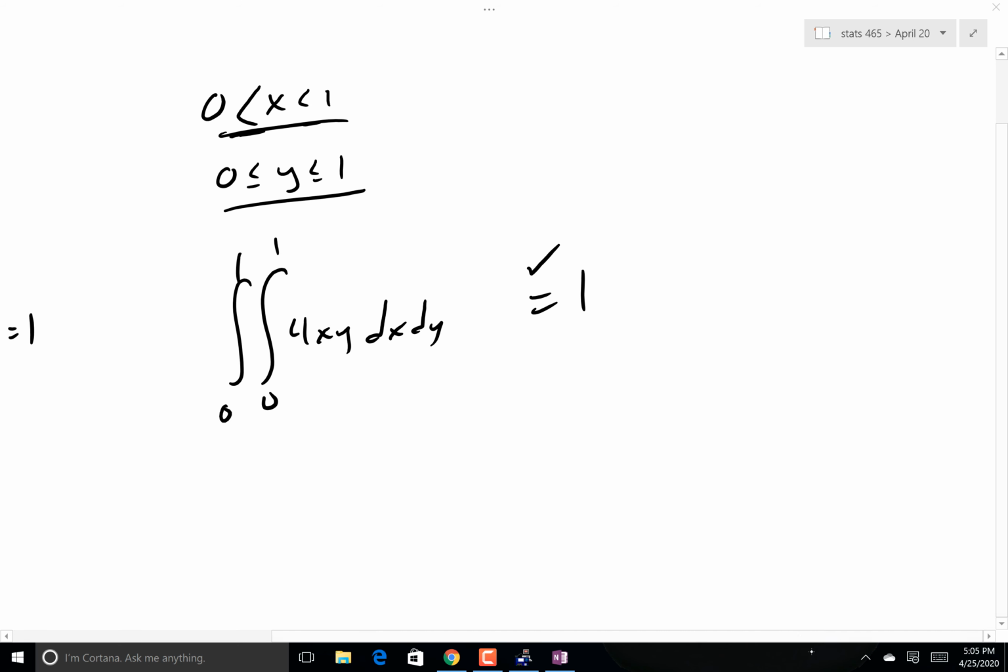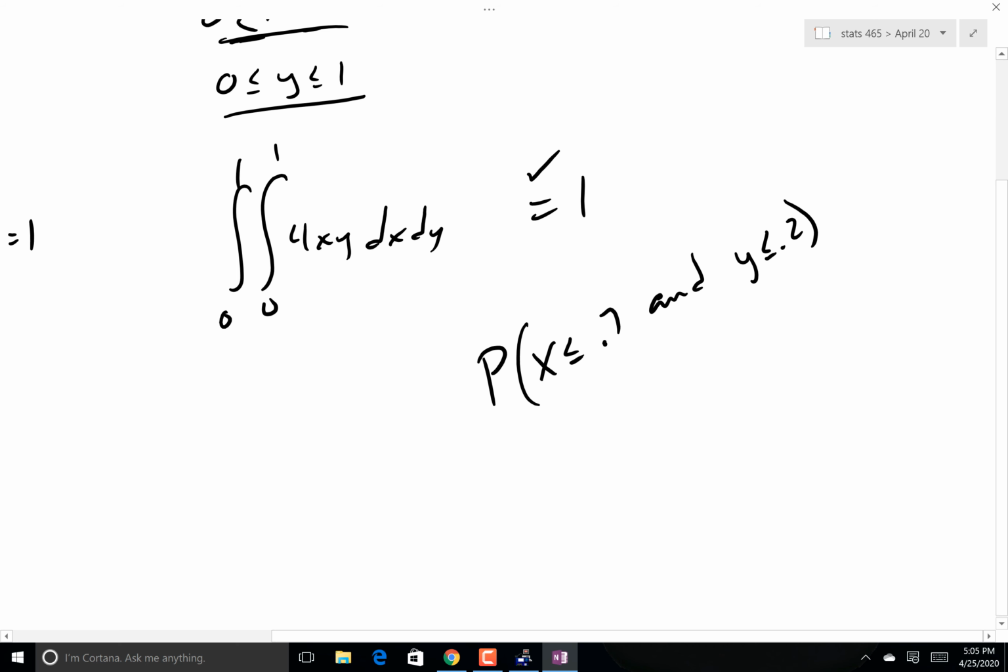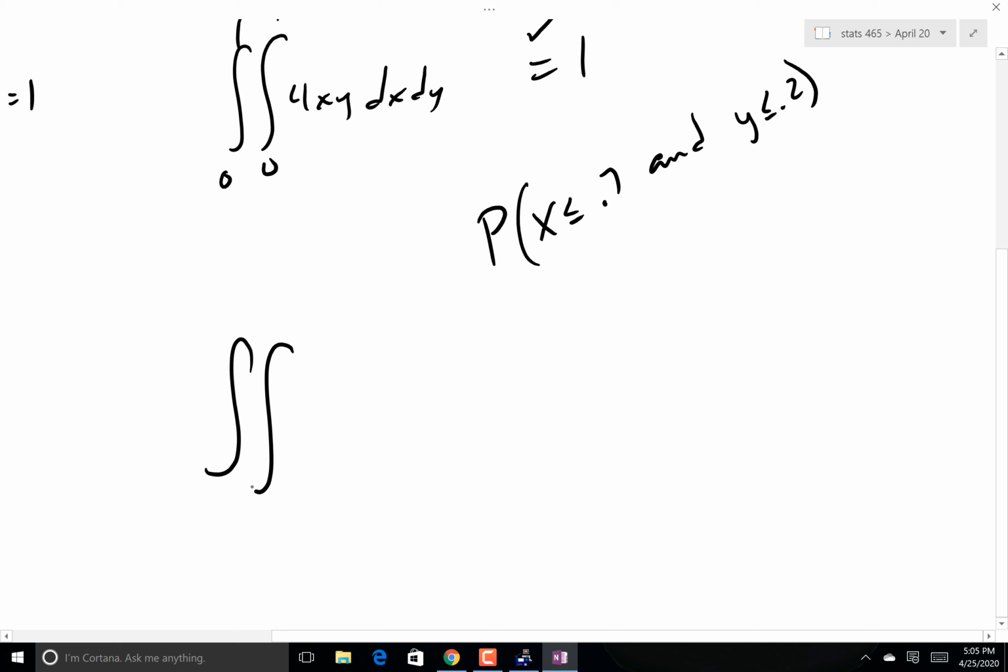That's nice. Could you find the probability that x is less than 0.7 and y is less than or equal to 0.2? Yeah, probably. How would I do that? Well, I'd integrate 4xy dx dy with limits 0 to 0.7 and 0 to 0.2.